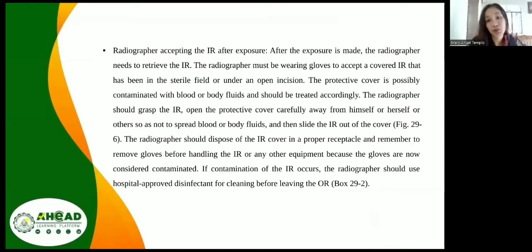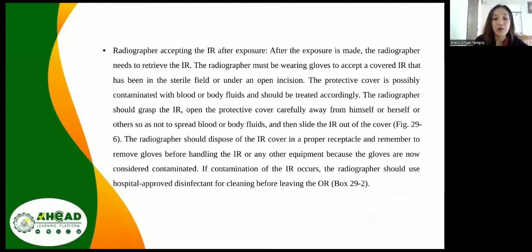After the exposure is made, the radiographer needs to retrieve the IR. The radiographer must be wearing gloves to accept the cover and IR that has been in the sterile field or under an open incision. The protective cover is possibly contaminated with blood or body fluids and should be treated accordingly. The radiographer should grasp the IR, open the protective cover carefully away from himself or herself or others so as not to spread blood or body fluids, and then slide the IR out of the cover.